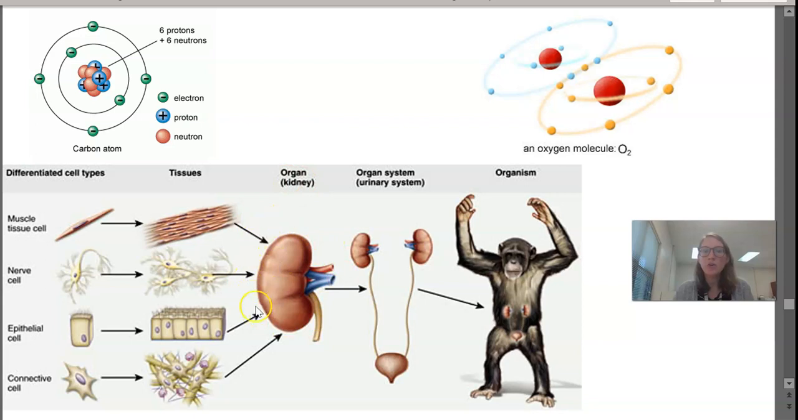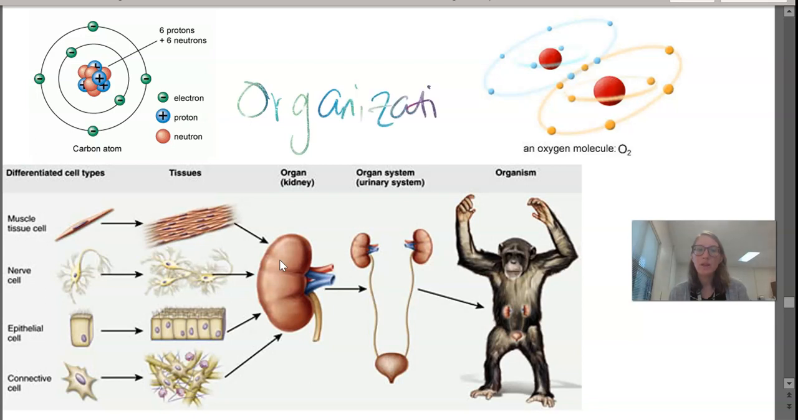which will then, if you add a bunch of tissues together, you might get an organ. So on the outside of an organ like a kidney, you would have smooth muscle cells, and then on the inside you'd have nerve cells. You'd have different types of cells, epithelial, connective. You don't need to know all of these different types of cells. What you need to know is that living things have organization. Okay? Levels of organization. That's what you need to know.